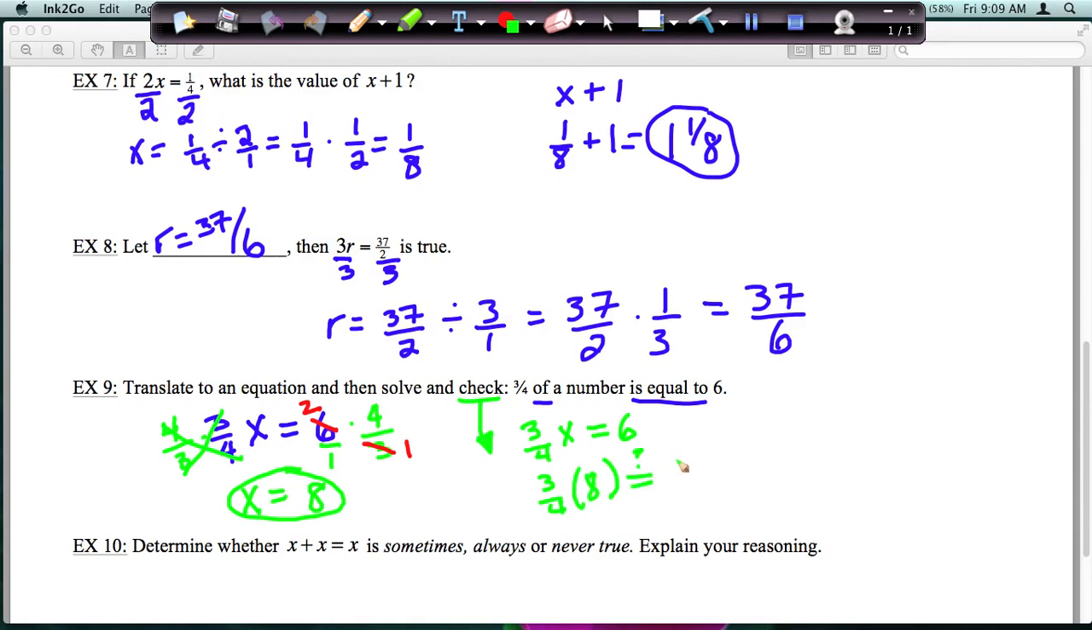That's what I'm checking. So 3/4 times 8, this is the same thing as 8 over 1. Make this 4 a little bigger. And I'm going to cross cancel before I do that multiplication. 4 goes into 4 once, 4 goes into 8 twice. So I just divided both of those by 4, and now I'm going to multiply. 3 times 2 is 6, and 6 does equal 6, so it checks. We solved it correctly.